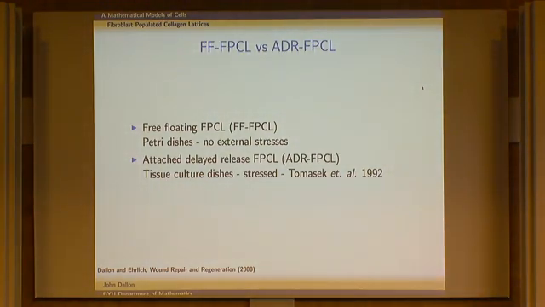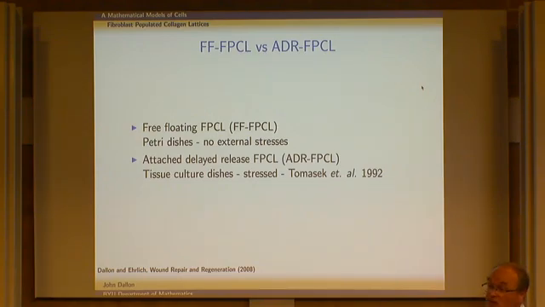So there are two types of lattices you have to know about. There's free-floating lattice, and what you saw were free-floating. And there are attached delayed release lattices, which were done by Tomasek initially. These are done in petri dishes. Basically, collagen, when it is cold, is soluble, and when it warms up, it polymerizes. So they keep it cool, they put the cells in it, they drop it on a petri dish, and it flattens out like a pancake, and then they put in the culture media, and it floats. And so this is the free-floating lattice.